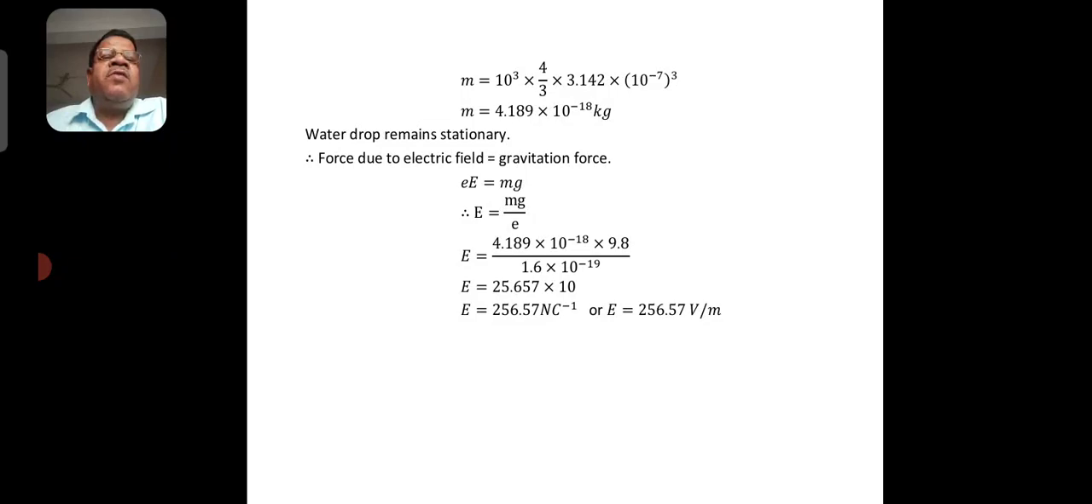Water drop remains stationary. They told water drop remains stationary. Therefore, force due to electric field is balanced by gravitational force. That is small e into capital E equals m into g. Therefore, capital E equals m into g divided by small e. After substituting the values of m, g and e, we get the strength of the electric field as 256.57 Newton per coulomb or volt per meter.